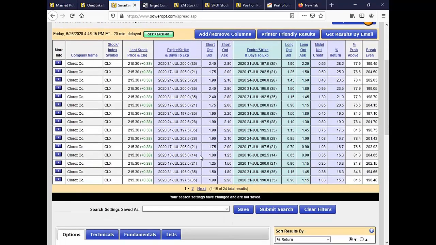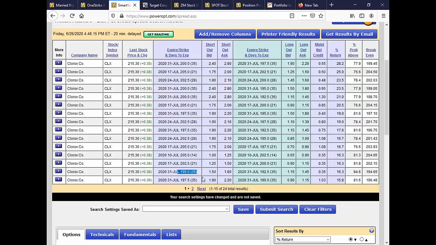All right, so we've got 24 total trades. 35 days out, the 31st of July, 200 to 197.5, 55-cent net credit, 28% return, 78% probability. All right, so as the returns get lower, what does that usually mean? The probabilities are getting higher.